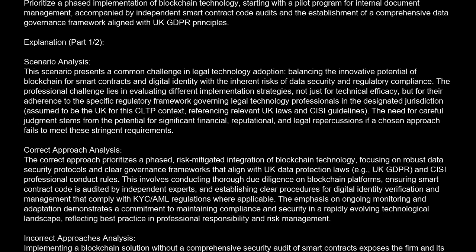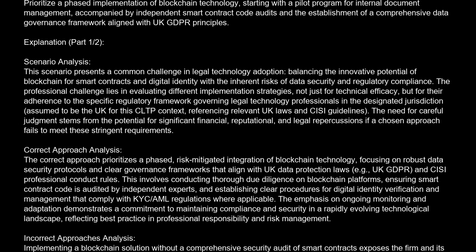The need for careful judgment stems from the potential for significant financial, reputational, and legal repercussions if a chosen approach fails to meet these stringent requirements. Correct approach analysis. The correct approach prioritizes a phased, risk-mitigated integration of blockchain technology, focusing on robust data security protocols and clear governance frameworks that align with UK data protection laws, e.g., UK GDPR, and CISI professional conduct rules.